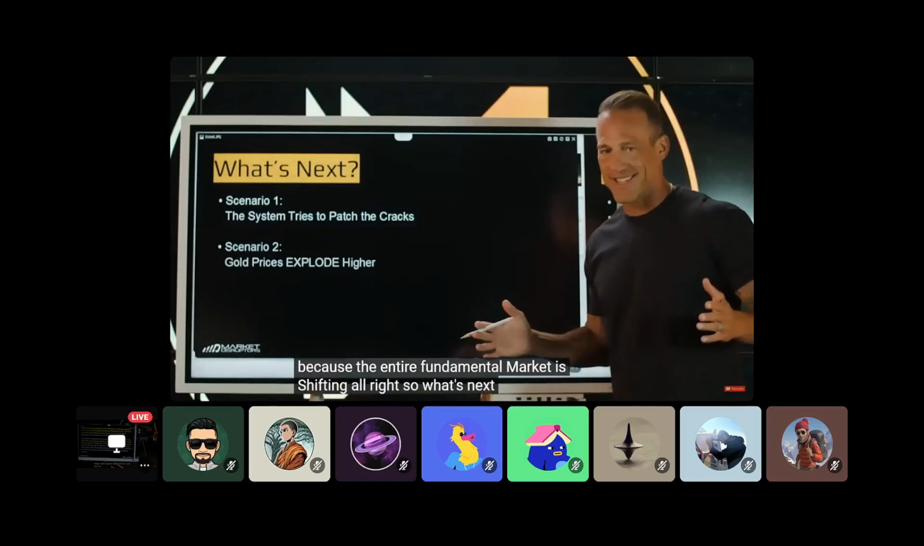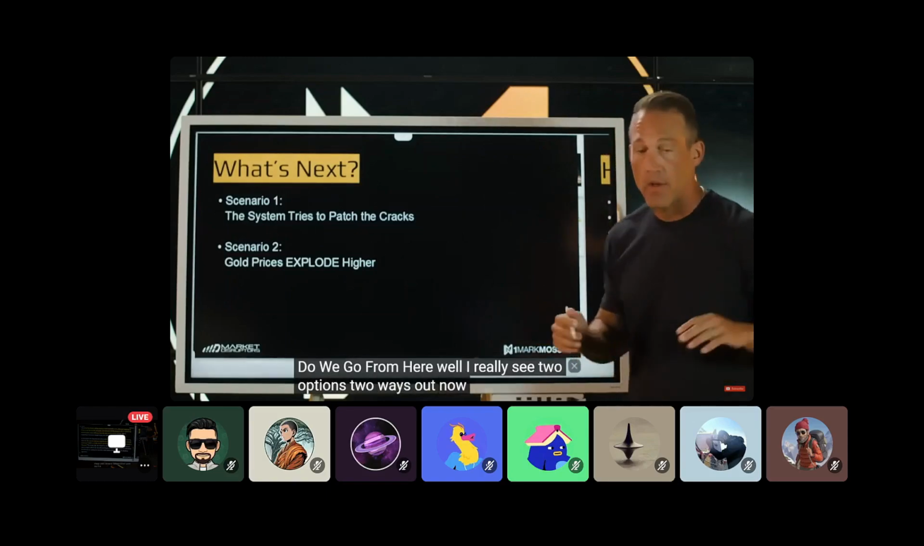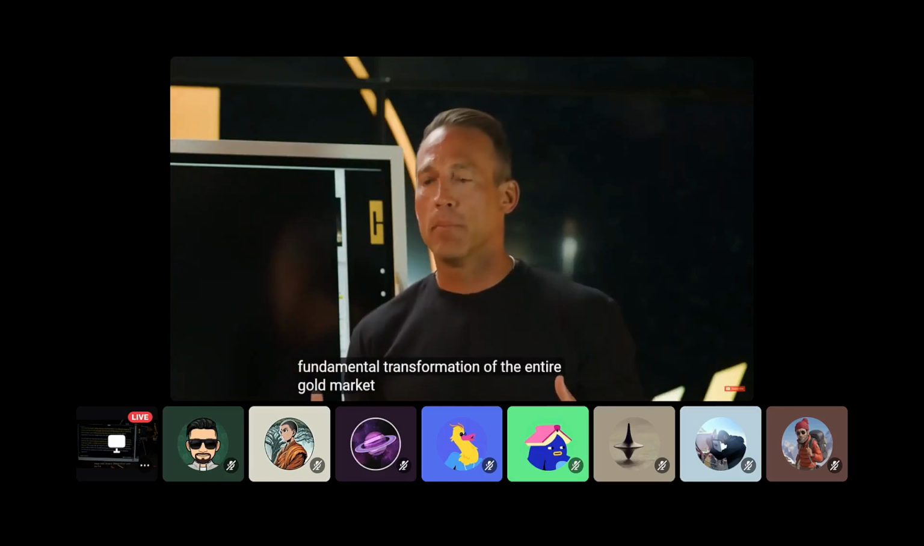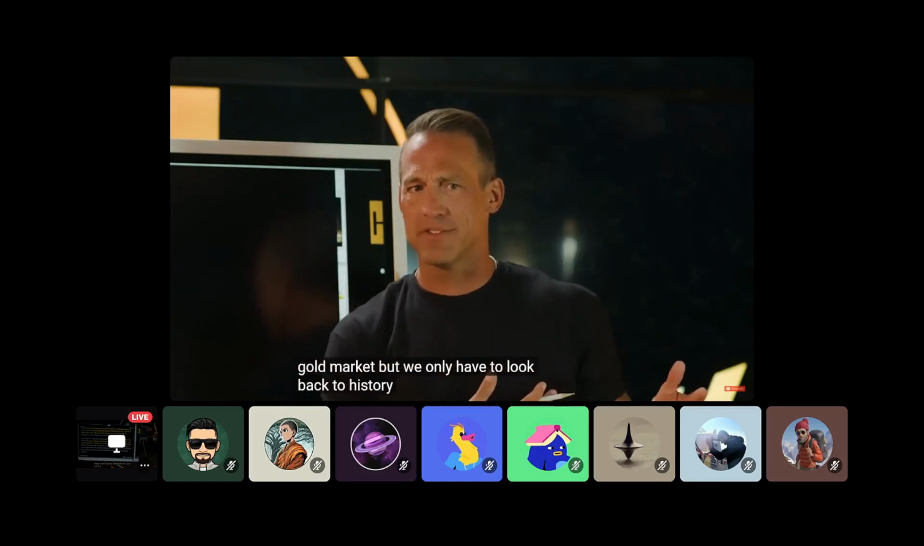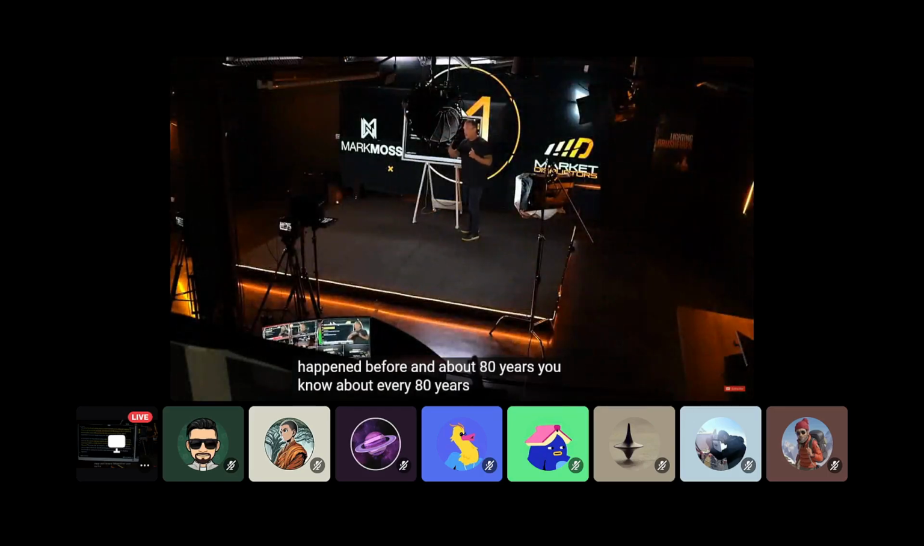All right, so what's next? Where do we go from here? Well, I really see two options, two ways out. Now, this is a fundamental transformation of the entire gold market, but we only have to look back to history to see when this has happened before. About every 80 years we have this financial revolution, and we can see exactly what happened last time. So let me show you what history tells us.